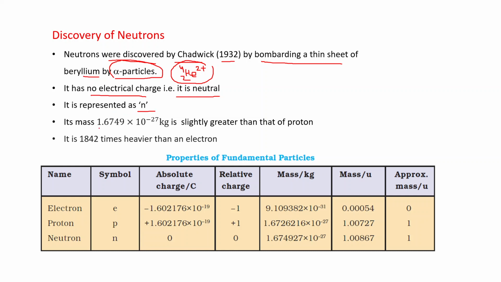Its mass is 1.6749 into 10 to the power minus 27 kilogram, and it's slightly greater than that of proton. It is 1842 times heavier than an electron.